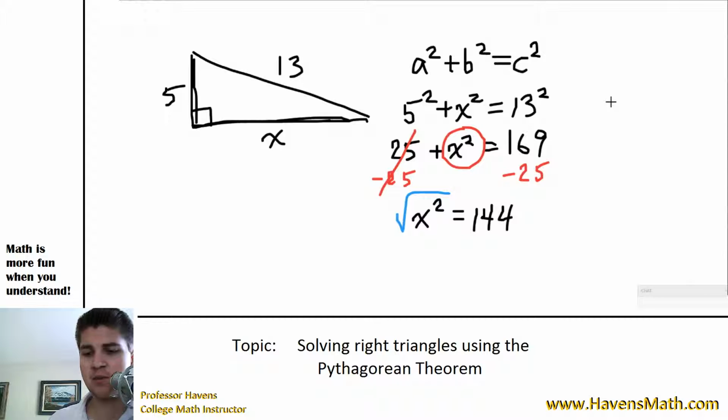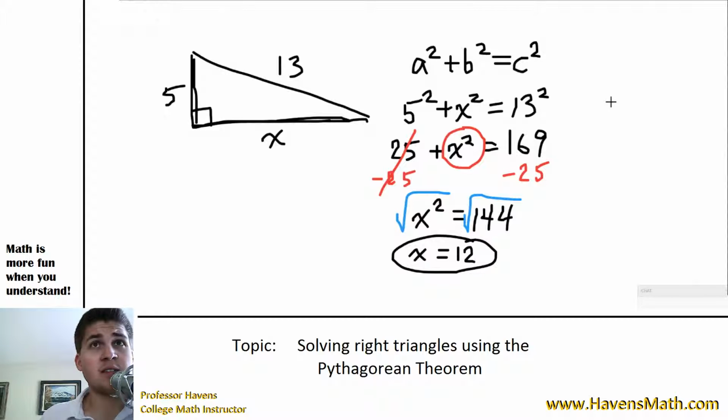So if we took the square root of both sides, remember that the square root and the square cancel each other out. So essentially that's how we get x by itself, is by taking this square root. And the square root of 144 is 12. 12 times 12 makes 144, and that gives us the last side of our triangle, in this case x being 12.